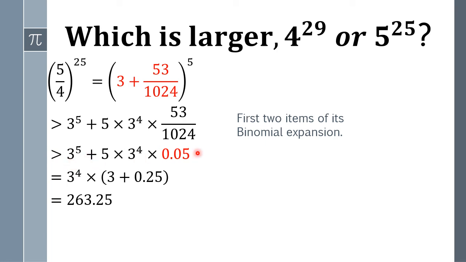The calculated value of this expression is 263.25, which is larger than 256, or we can say 4 to the 4th power. So we have proved that 5 over 4 to the 25th power is larger than 4 to the 4th power. And eventually you can get 4 to the 29th power is smaller than 5 to the 25th power.